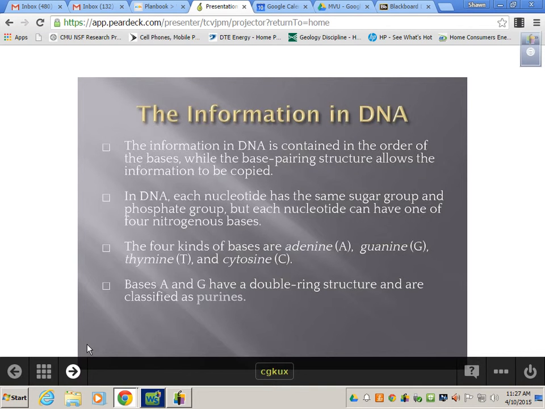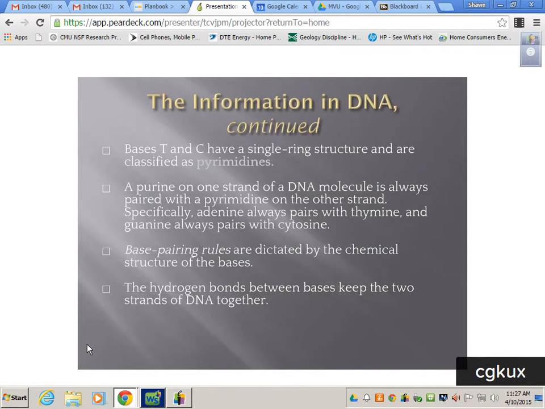But then the bases T and C have a single ring structure, and these are our pyrimidines we talked about. T and C. Pyramid reminds me of Egyptian, the King Tut, or Cleopatra for the C you guys came up with, I think. So a purine on one strand of the DNA molecule is always paired with a pyrimidine on the other strand. You always find a purine with a pyrimidine, a G with a C, a T with an A. Specifically, adenine pairs with thymine and guanine with cytosine.